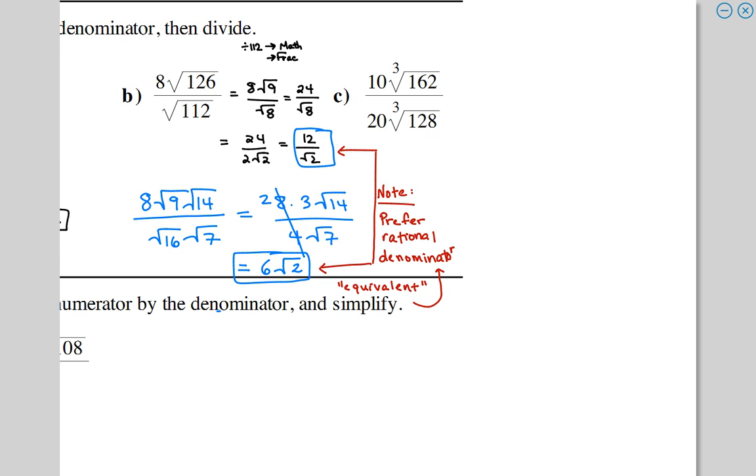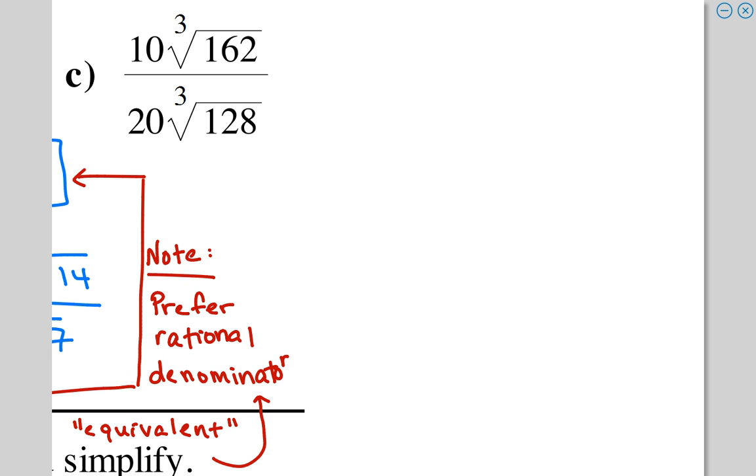Okay, let's do letter C. Let's follow their directions again. Do you guys recognize 162? 81 times 2, right?